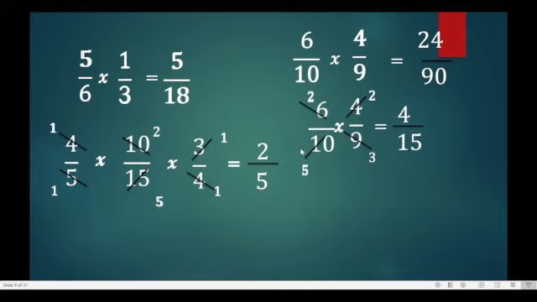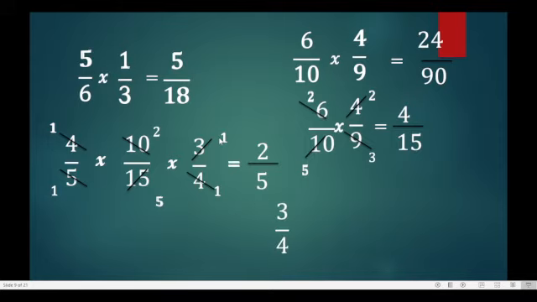If we will not do a cancellation, this number is too big or tedious in your case. So you have to find the greatest common factor of 24 and 90. Whereas if you will do cancellation, it's easy to perform.